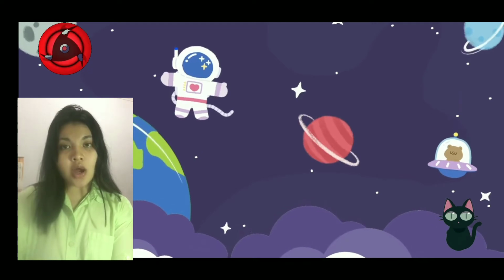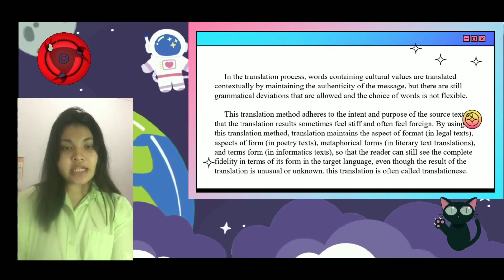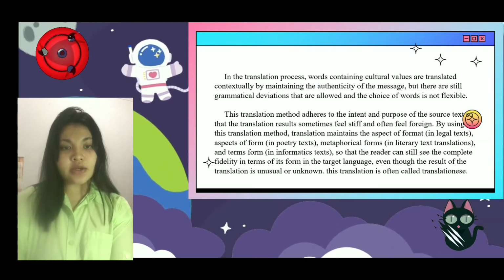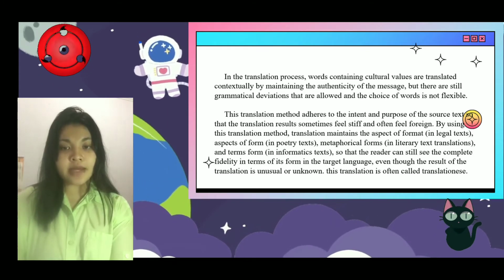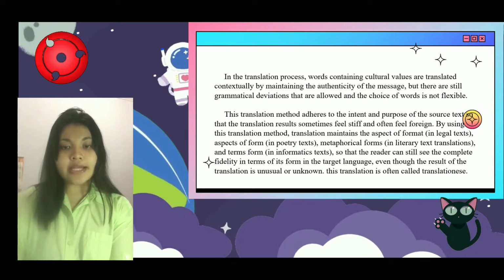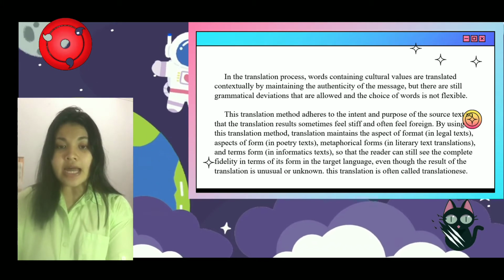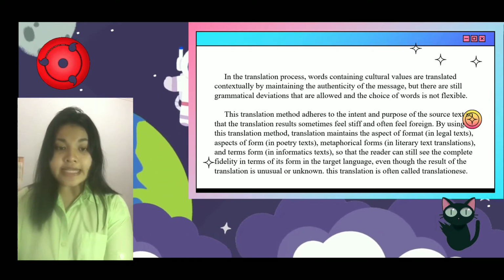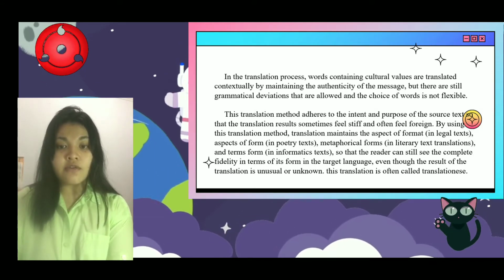So I will continue with the topic of faithful translation. In the translation process, words containing cultural values are translated contextually by maintaining the authenticity of the message, but there are still grammatical deviations that are allowed and the choice of words is not flexible. This translation method adheres to the intent and purpose of the source text, so the translation result sometimes feels stiff and often feels foreign.